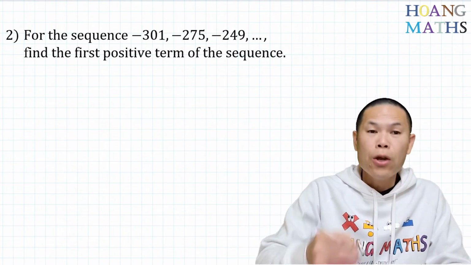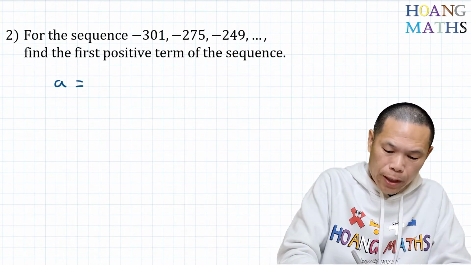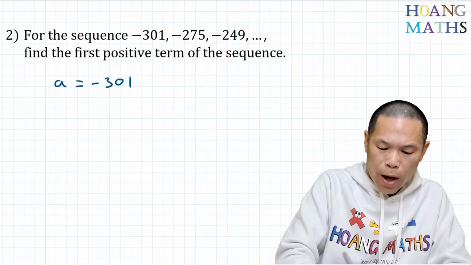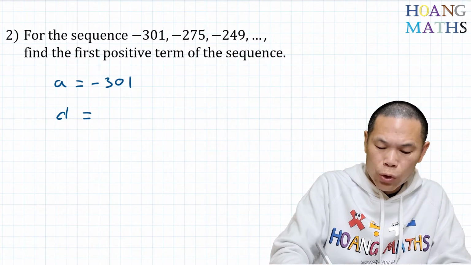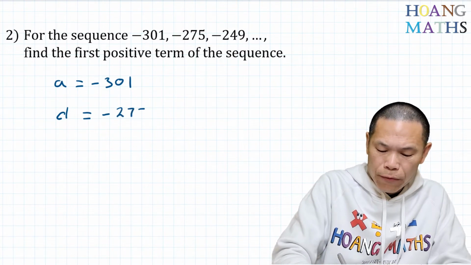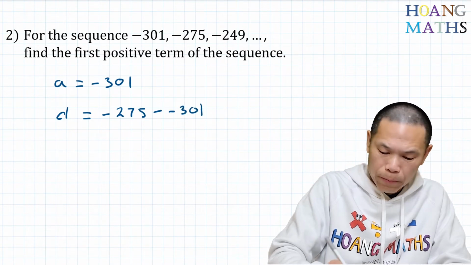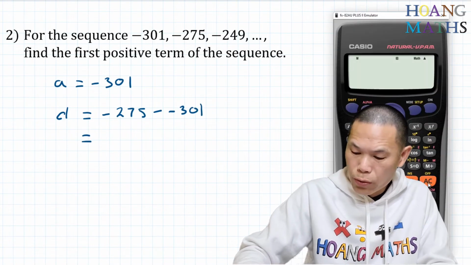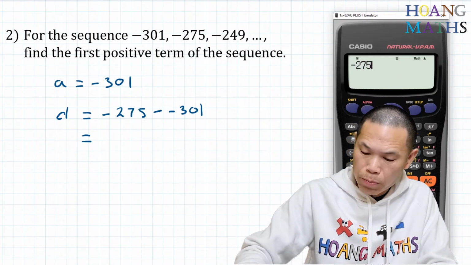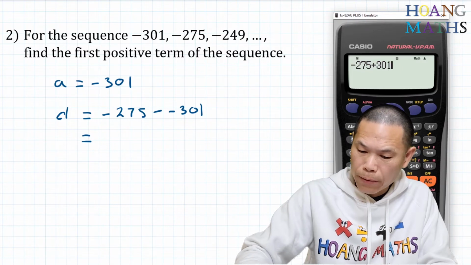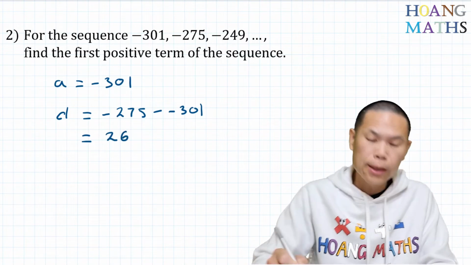So first of all, we need to know the rule for this sequence. So we know that a is negative 301, and the common difference is d, which is term 2, negative 275, minus term 1, that is negative 301. So I just go negative 275 minus negative 301, so it gives me plus 301. So there you go, 26. So 26 is the common difference.